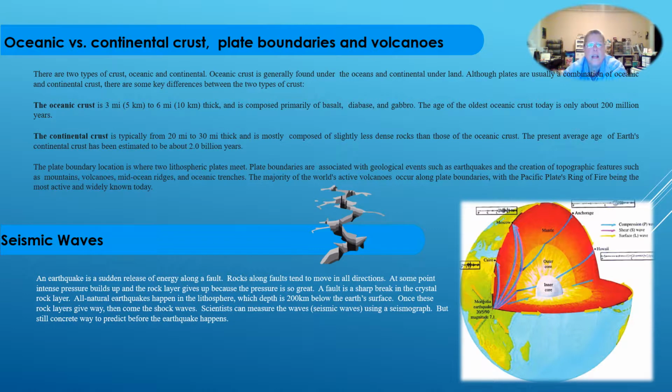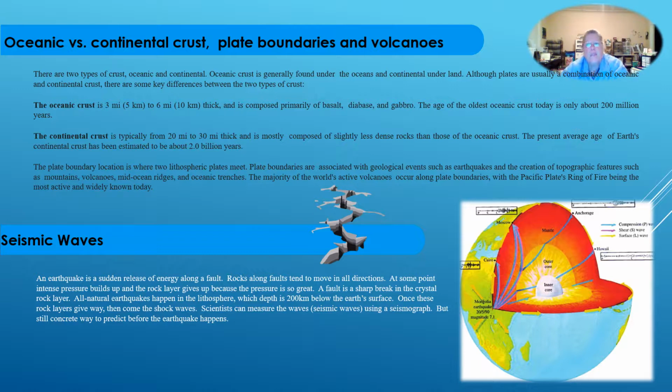In this slide, we're talking about oceanic versus continental crust, plate boundaries, and volcanoes. There are two types of crust. Of course, there is oceanic and continental. Oceanic crust is generally found under the oceans, and the continental under land.